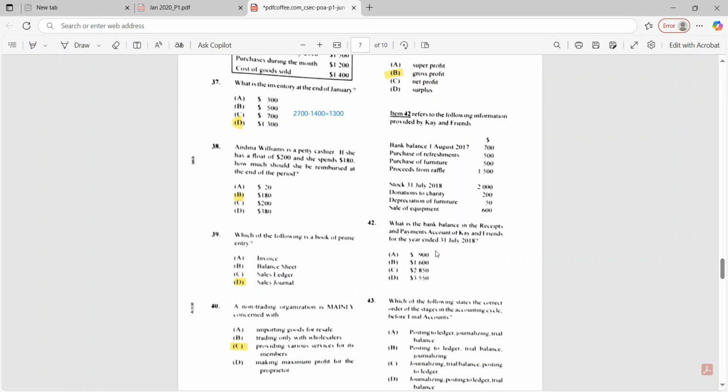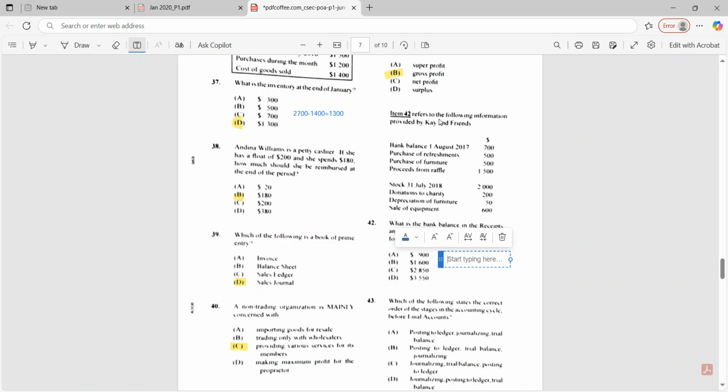All right, so we're going to add those figures that we get. Purchase of refreshments, that is money coming in. We have a bank balance of 700, so we're going to add the purchase of refreshments to the bank balance. We're going to add proceeds from raffle, I should say. We're going to subtract the purchase of furniture. We're going to add the sale of equipment, and we're going to add the donations to charity.